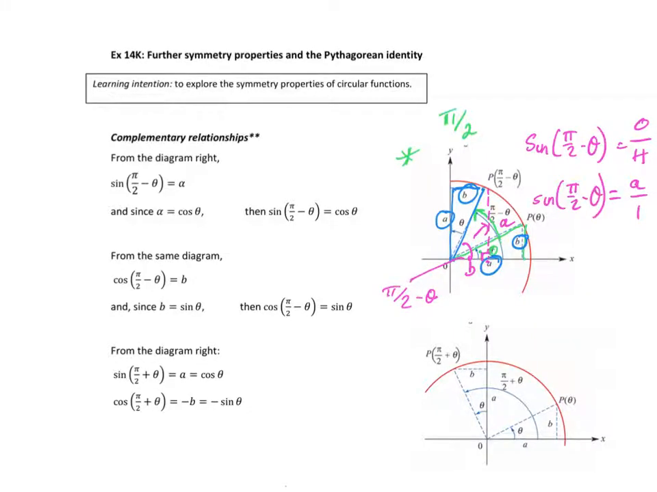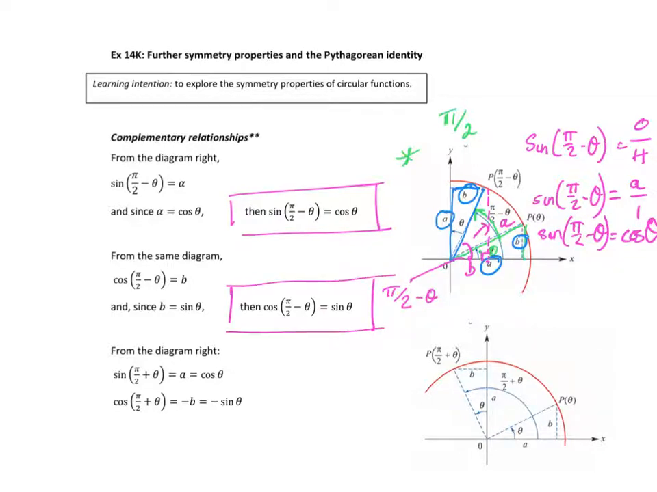Now we know from our original circle that A was equal to cos theta, so sine of pi on 2 minus theta is cos theta. That's where we're getting these new relationships from, and the others follow the same way. So cos of pi on 2 minus theta is equal to sine theta. Have a look at your diagram, because cos of pi on 2 minus theta would be adjacent over the hypotenuse, so it would be B over 1, and B was sine theta.